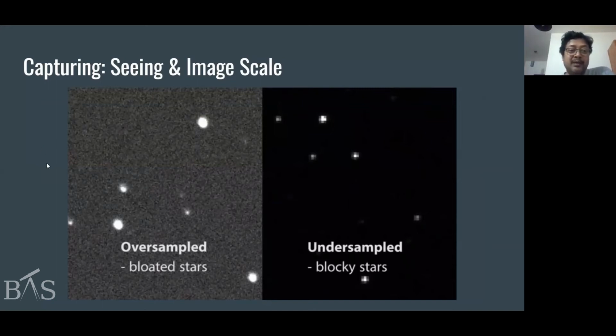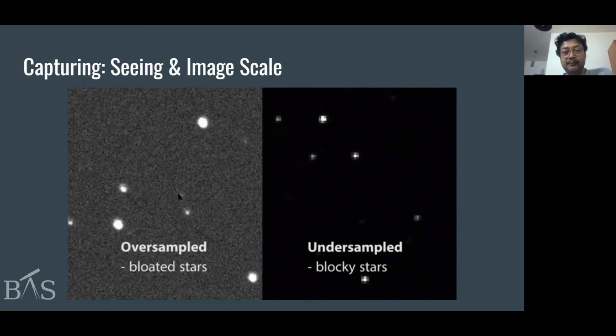But in other cases, for example here, you can use a focal reducer in the oversampling case, and that will bring down your arc second per pixel. You can also start binning in a CCD camera, which will also bring down your arc second per pixel. So there are options that you can exercise.